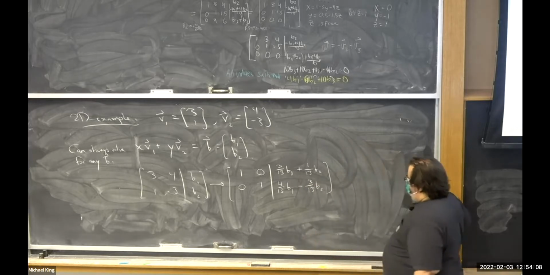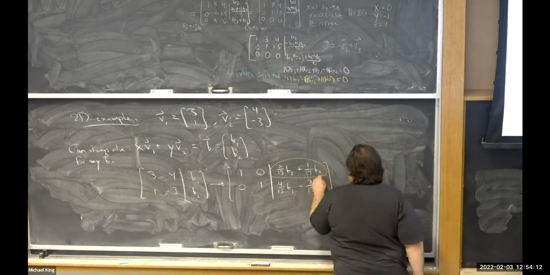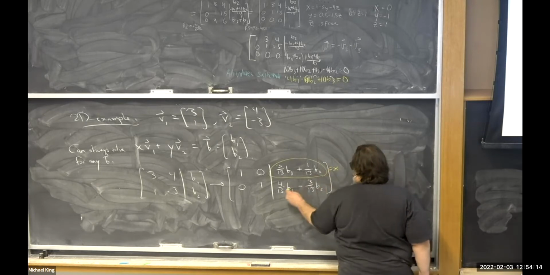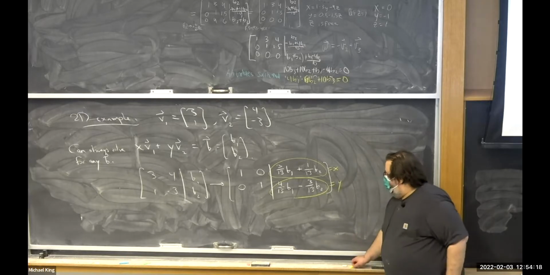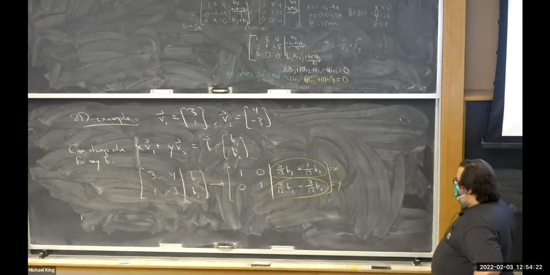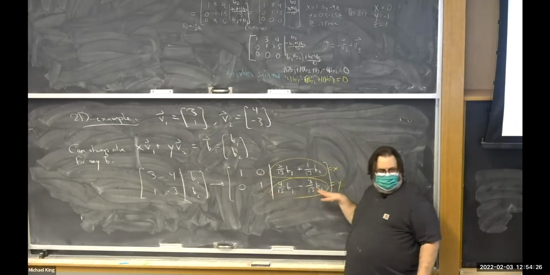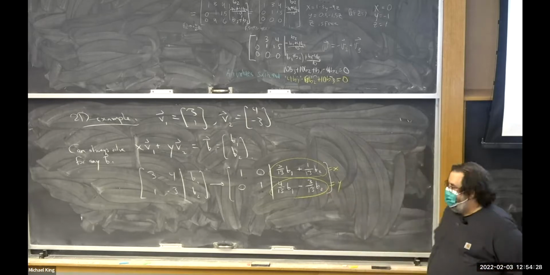Okay, so that's interesting, right? So this is really X. And this is really Y, right? If you translate these back to equations, this becomes X equals that, and this becomes Y equals that, right? That's why that's happening.